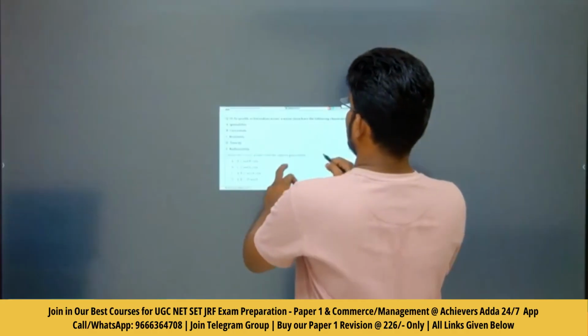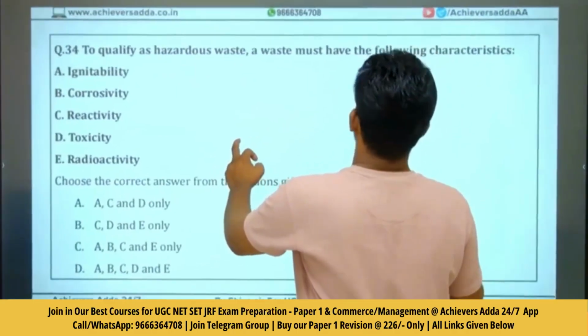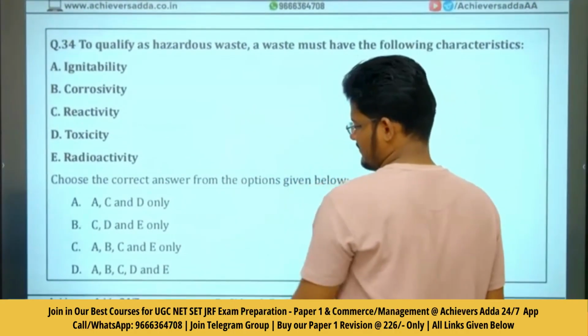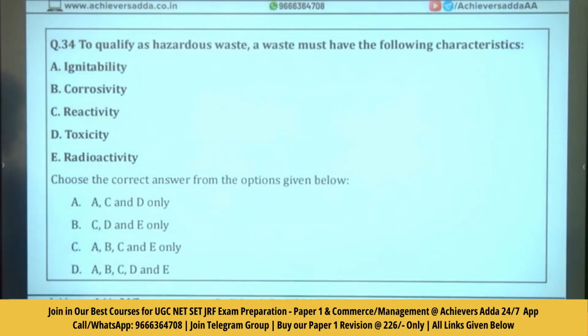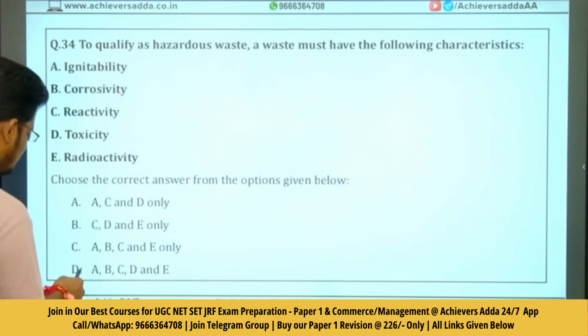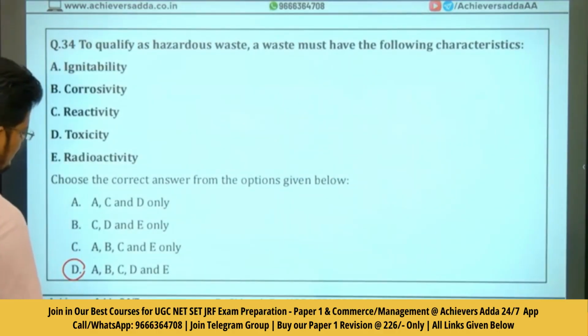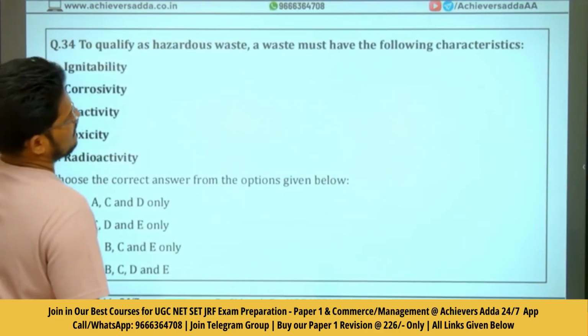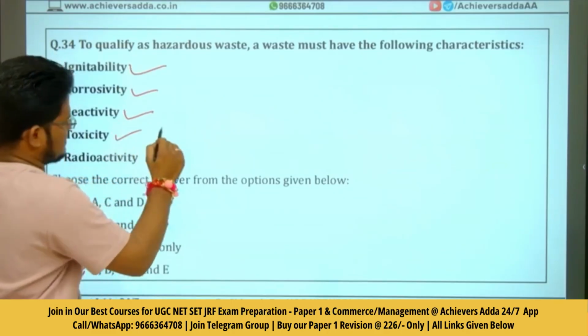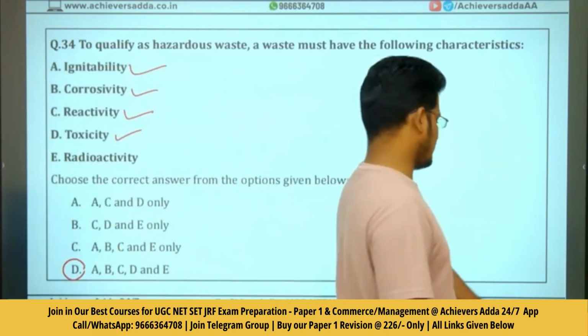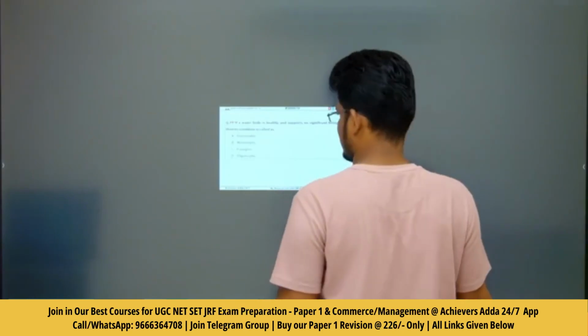To qualify as a hazardous waste, the characteristics. Yesterday we discussed the 4 characteristics of hazardous waste. There are 4. Answer is option number 4. Ignitability, corrosivity, reactivity, toxicity are the 4 elements of hazardous waste. Yesterday we discussed it with a picture.